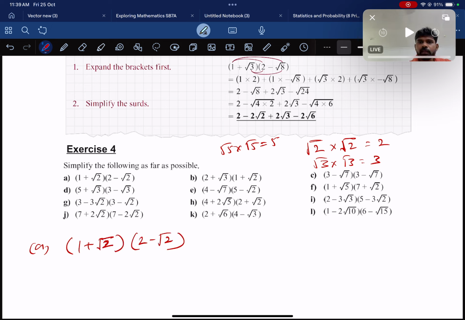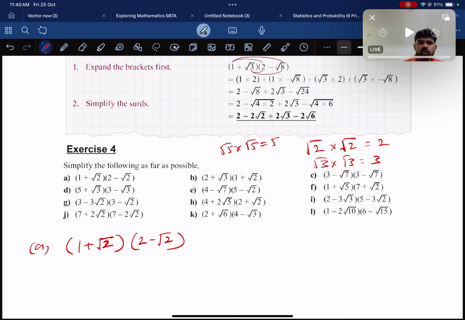Whenever we are multiplying, make sure that you multiply in this order so that it will be easy for you. Take the first number, that is 1, and multiply with all of the numbers remaining in the other bracket. Then I'll take the next number and multiply with whatever values are left in the other bracket. There are two values, 2 and root 2, so we're going to multiply with those. So let's continue with 1 multiplying with 2 and root 2.